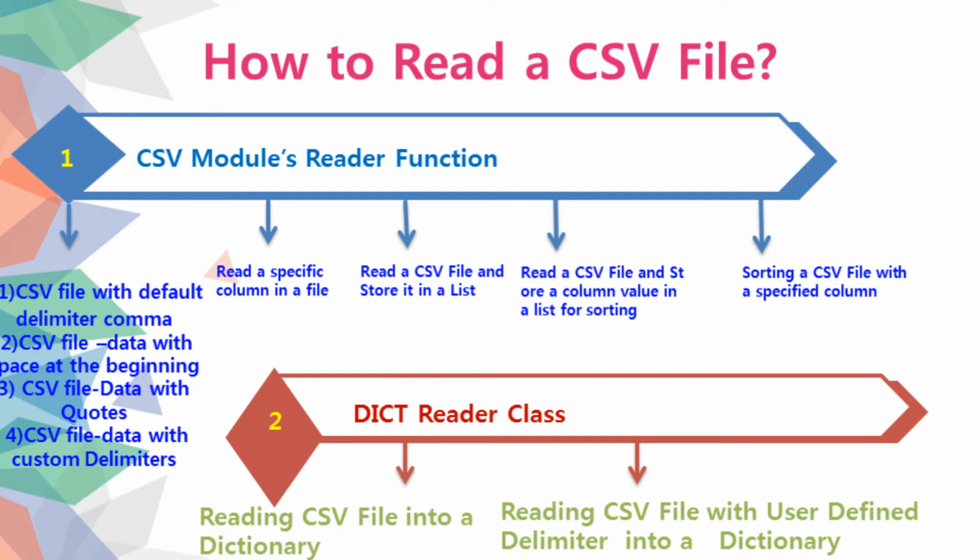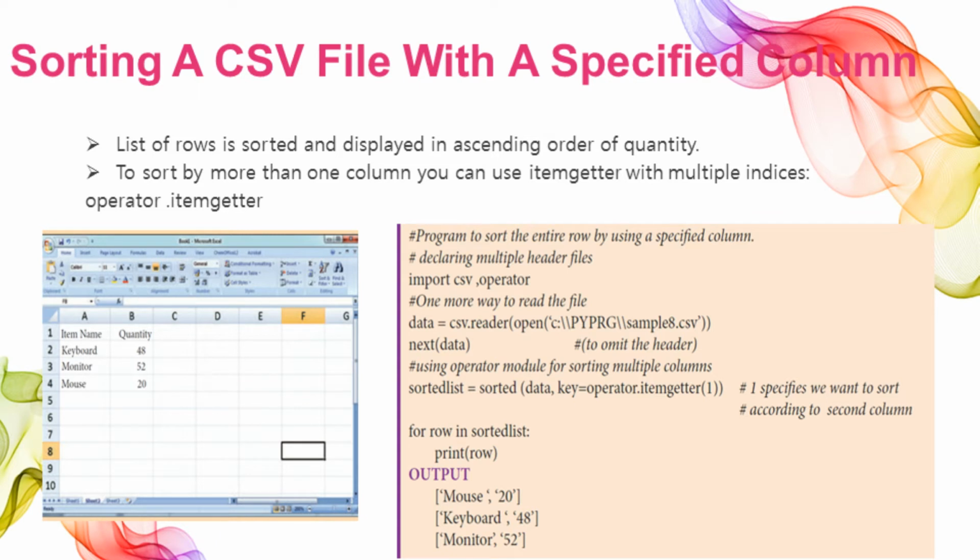In the last class, we learned from CSV file with delimiter comma up to reading a CSV file and storing a column value in a list for sorting. Now we are going to learn sorting a CSV file with a specified column and the DictReader class. Sorting a CSV file with a specified column. Here sorting is nothing but arranging list values in ascending order, and also we can arrange a list in descending order.